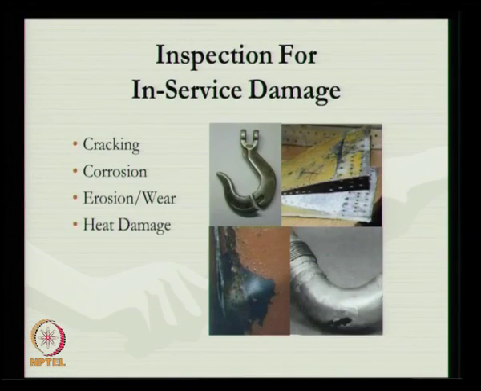If you look at inspection as one of the important objectives for identifying in-service damage, inspection can easily identify in-service damages related to cracking, as you see in the crane hook, corrosion as you see in the plates and pipes, erosion and wear and tear of the material, and heat damages, which are caused depending upon the flow temperature of the material inside the pipeline.